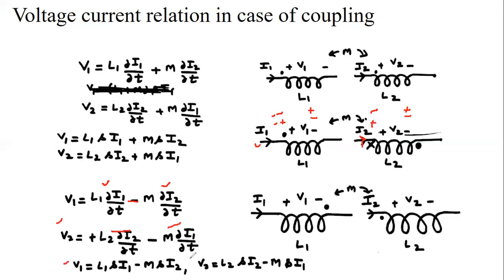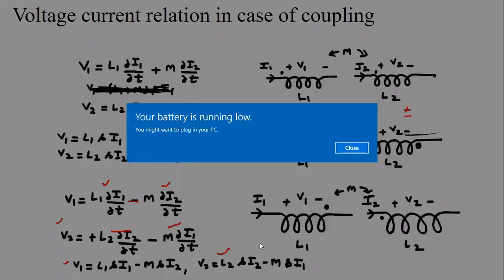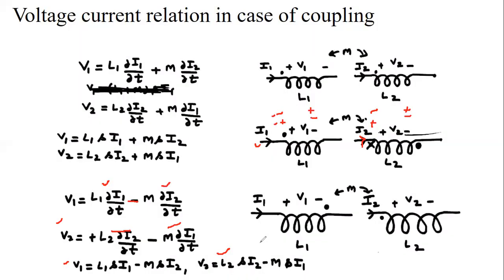And here we have to present the equation in the frequency domain. These equations remain the same in the third case, because in the third case current I1 is entering from the undotted terminal, while in the second coil current is entering from the dotted terminal.